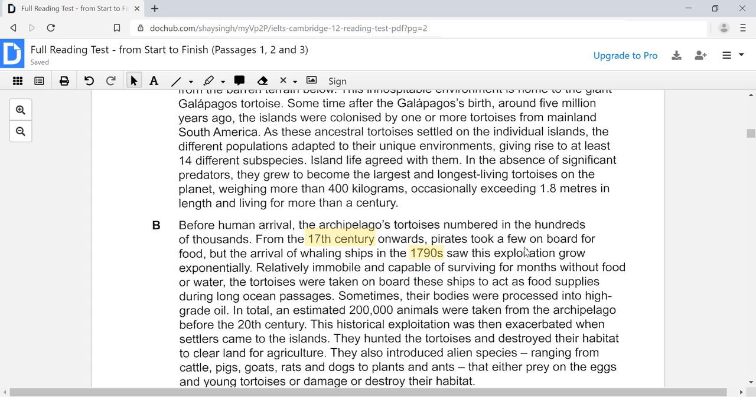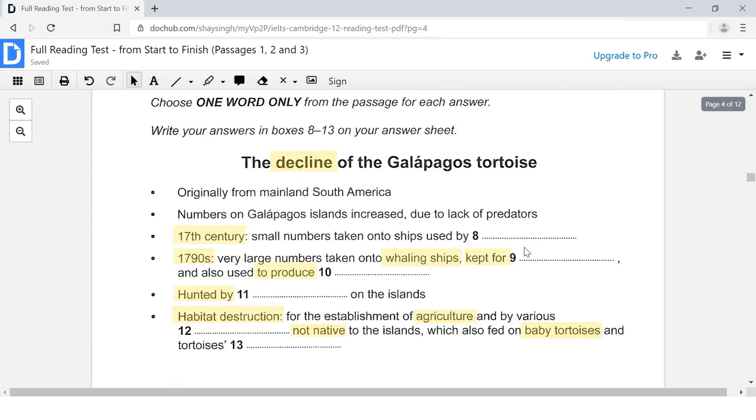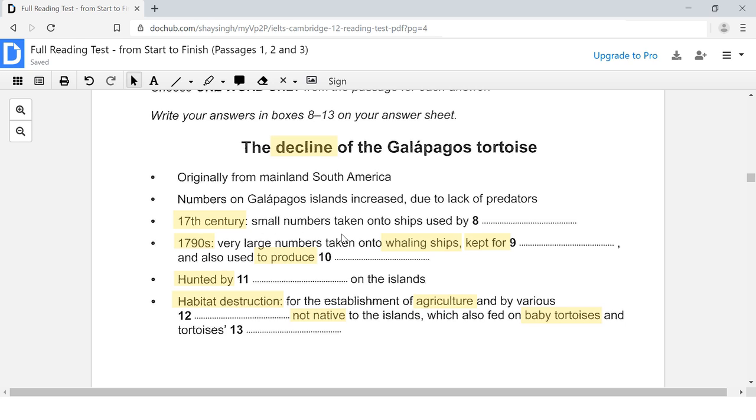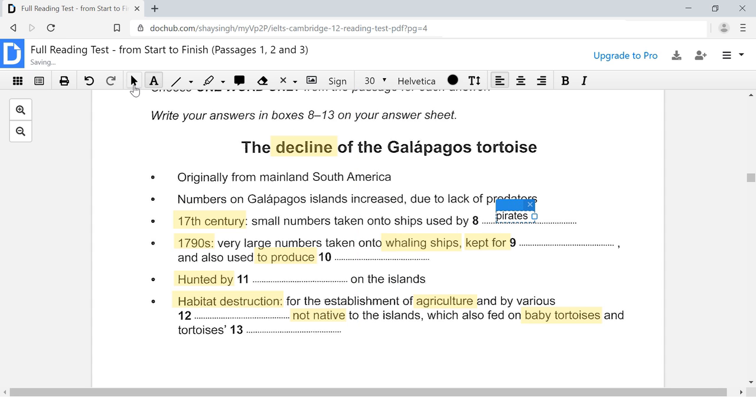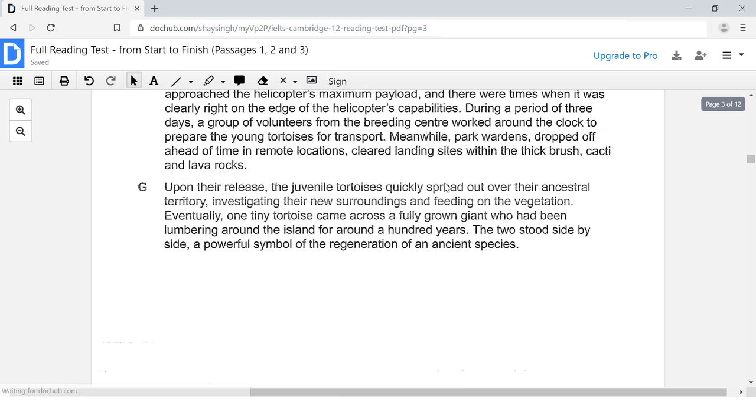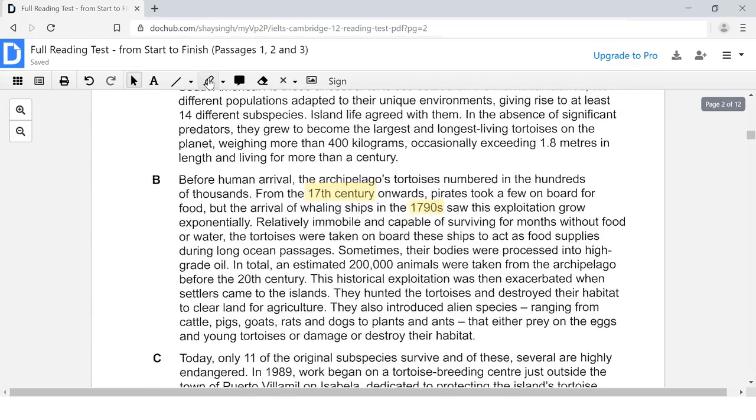Took a few on board. A few is synonym language for a small number. Small numbers taken onto ships, on board, right? They took a few on board. On board is synonym language for taking onto ship. Used by who? Pirates. Pirates is the correct answer there. So let's go ahead and fill that in. Pirates. Okay, so the answer is pirates. Let us go ahead and just mark that over here as well, just so that you can see it easily.